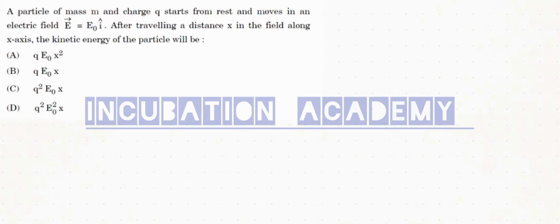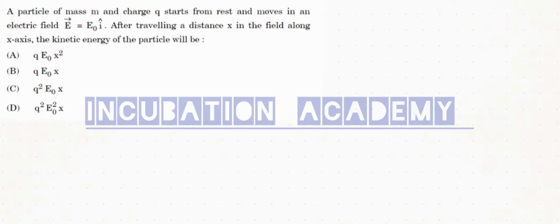A particle of mass m and charge q starts from rest and moves in an electric field E vector equal to E0 i cap. After traveling a distance x in the field along the x-axis, the kinetic energy of the particle will be. Four options are given: q E0 x square, q E0 x, q square E0 x, and q square E0 square x.